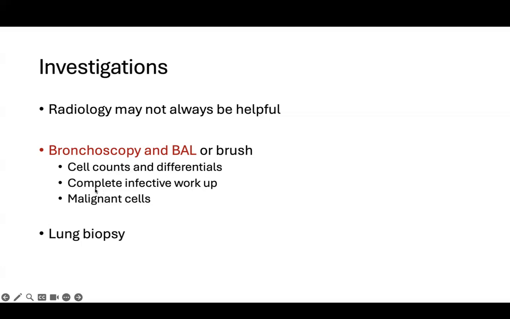For one, you have to send a complete infective workup. Say you have a patient post lung transplant, post bone marrow transplant, or with some immunosuppression. The complete infective workup not only includes your bacteria, viruses, PCP, common viruses, you also include things like measles, CMV, varicella, those kinds of things. This is what a complete infective workup means.